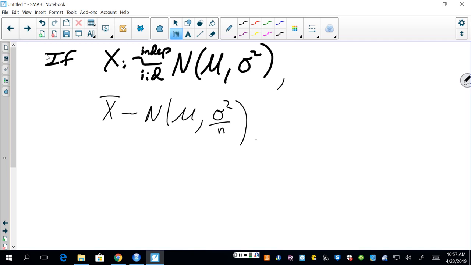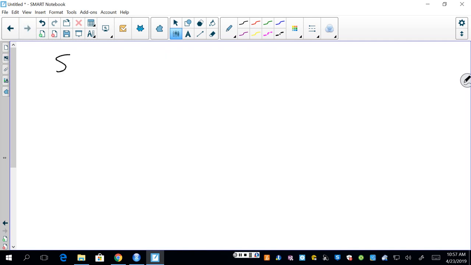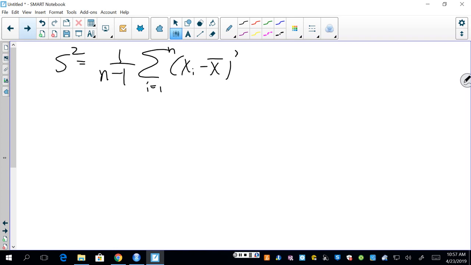A second common statistic to report is the sample variance. Usually we don't know sigma squared, except by estimating from data. And so we have a second statistic, S squared. S squared is 1 over n minus 1 times the sum i equal to 1 to n of xi minus x bar squared.